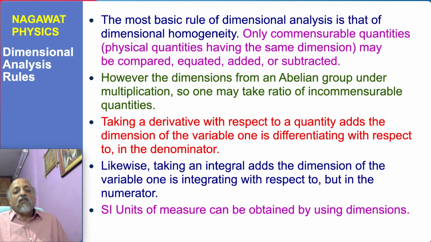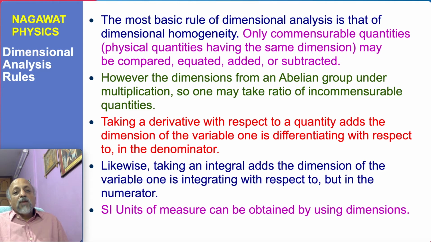Therefore a should have dimension of length, and because bt should have dimension of length, b should have dimension of length divided by time, and similarly c should have length divided by time square, and d should have length divided by time cube, so that each term on the side has the same dimension. That is the most basic rule of dimensional analysis, and it is called the rule of dimensional homogeneity.